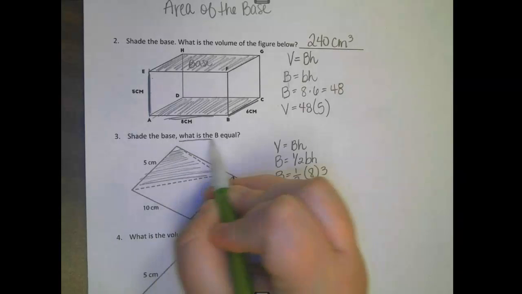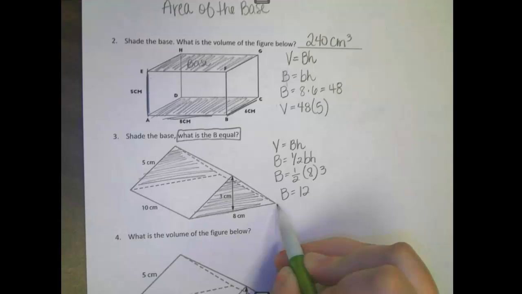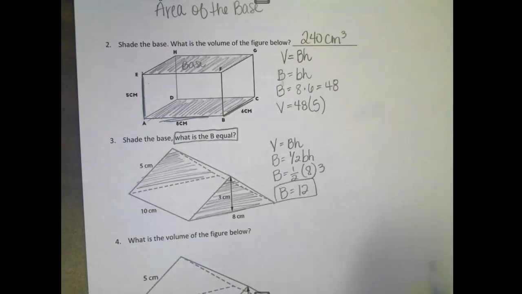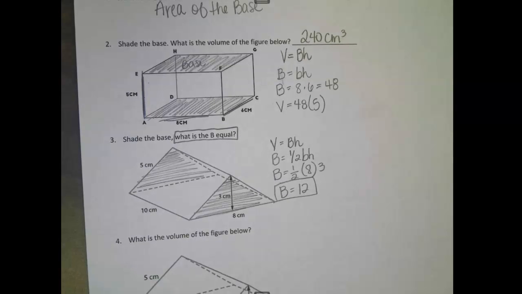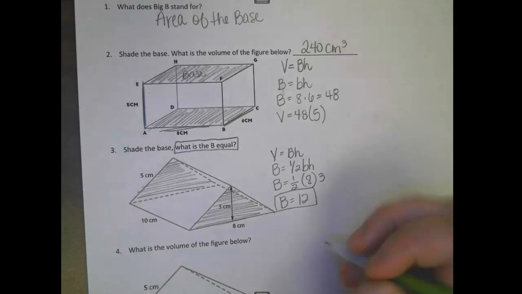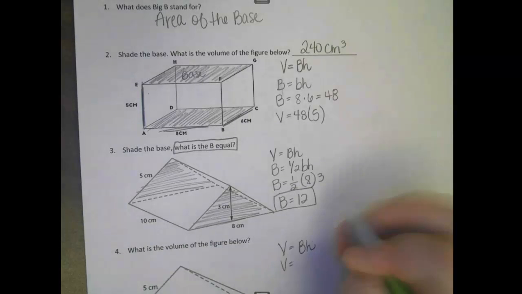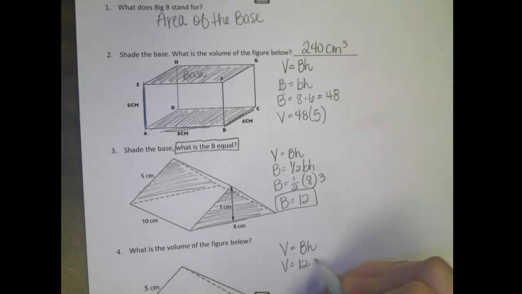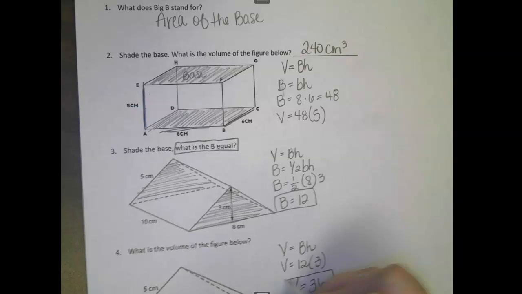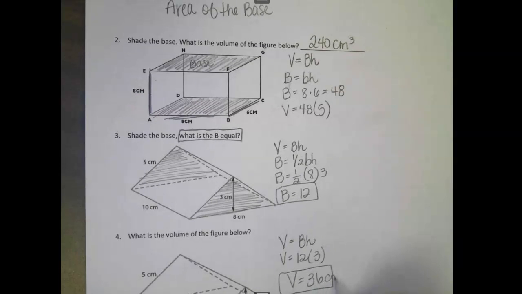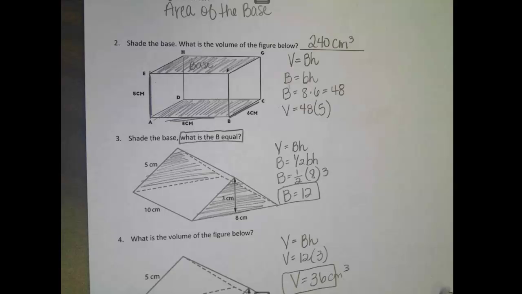This question only asked what was the big B. Be sure you read the questions on the test. Be sure to read whether it's asking for big B or if it's asking for the volume of the figure. All right, if you look at number 4, it's the same exact shape, except this time it's asking for the volume. So I'm going to go back to my volume, plug in my big B, plug in my height, and I get a volume of 36. Maybe centimeters cubed.